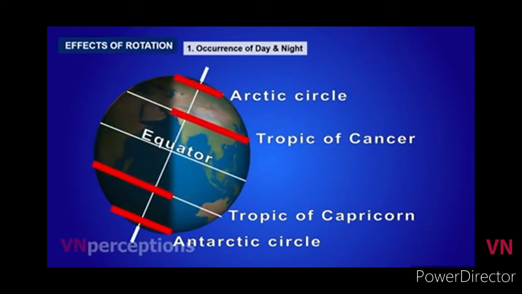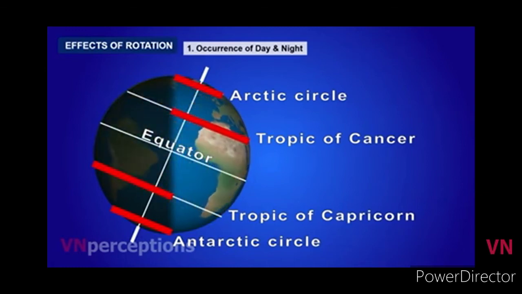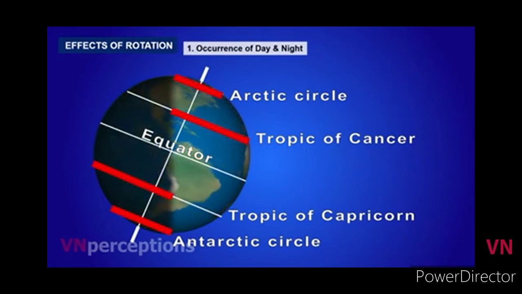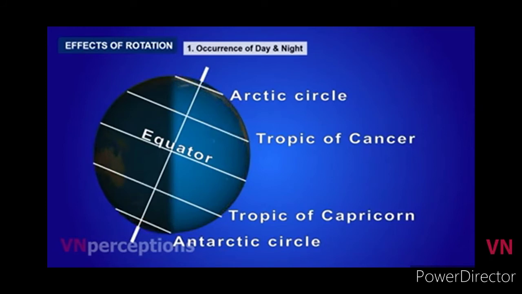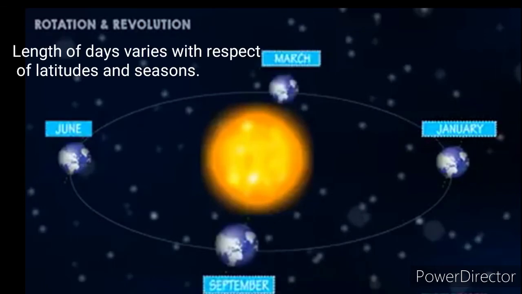Whereas in the Antarctic Circle at the South Pole, it is in darkness for the 6 months because the South Pole is tilted away from the sun. So when the earth is rotating, the entire region will have nights for the 6 months. Places near the equator have almost equal days and nights throughout the year. So as we move towards the poles, the length of day and night changes. So length of days varies with respect to latitudes and seasons.